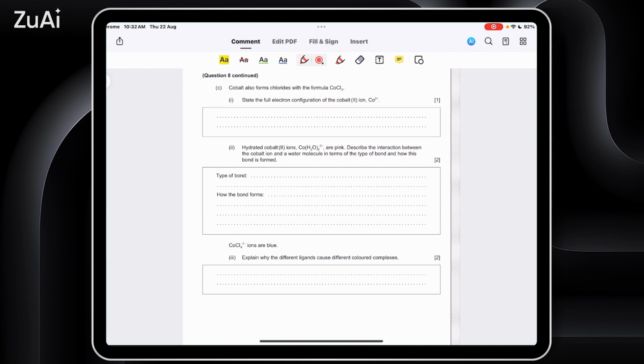Cobalt also formed chlorides. State the full electronic configuration of cobalt. That's so easy. It has 27 electrons, so 1s2, 2s2, 2p6, 3s2, 3p6. It is 2 plus, so 4s0. So it becomes 3d7.